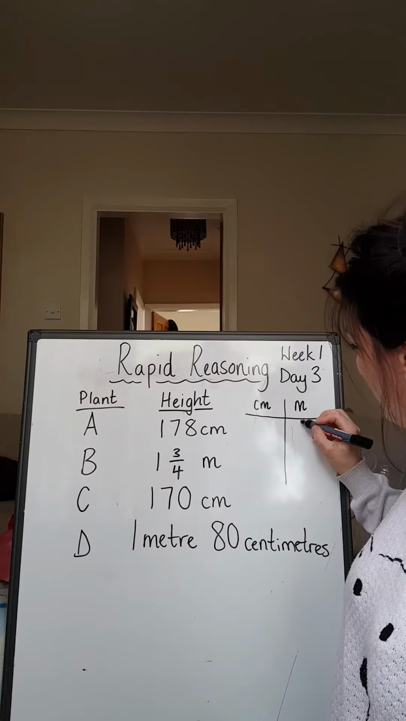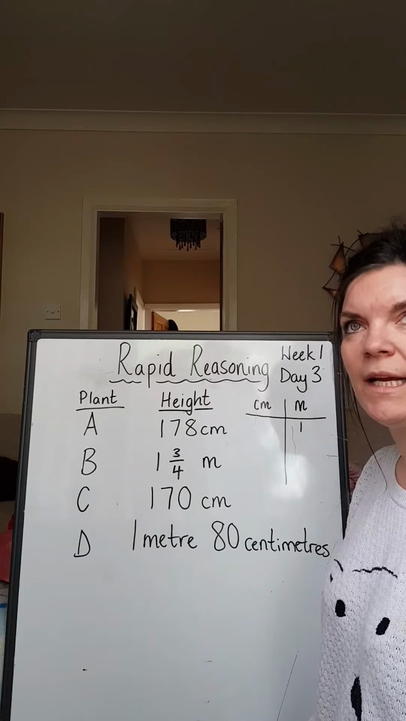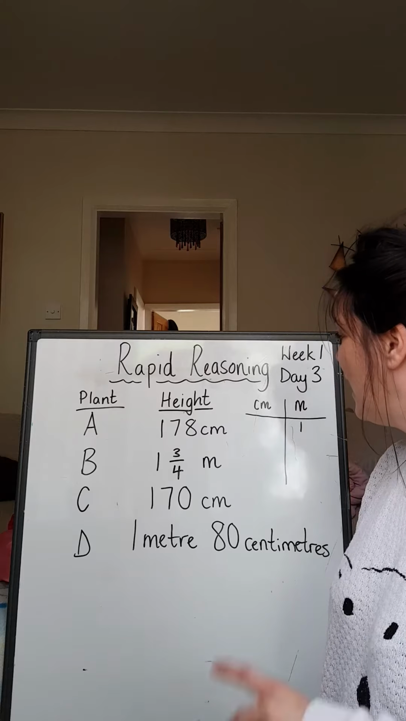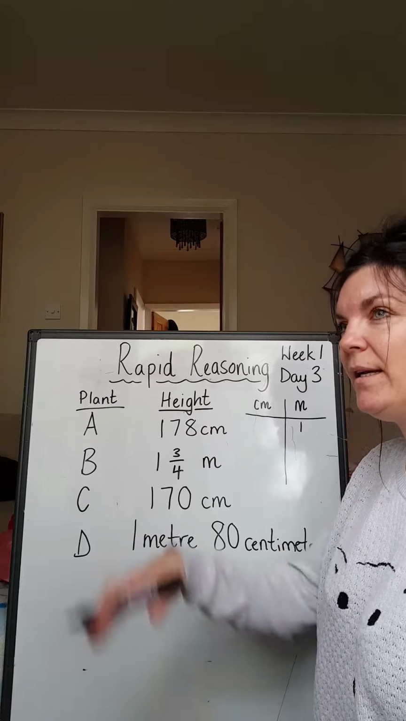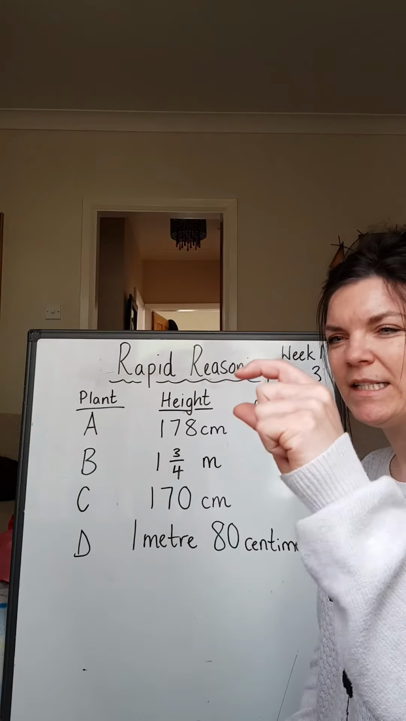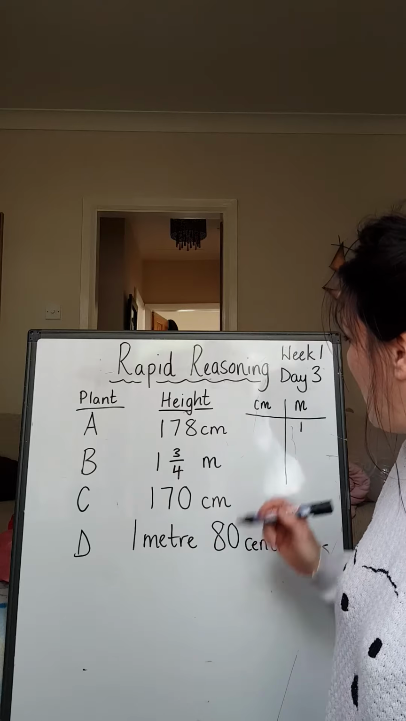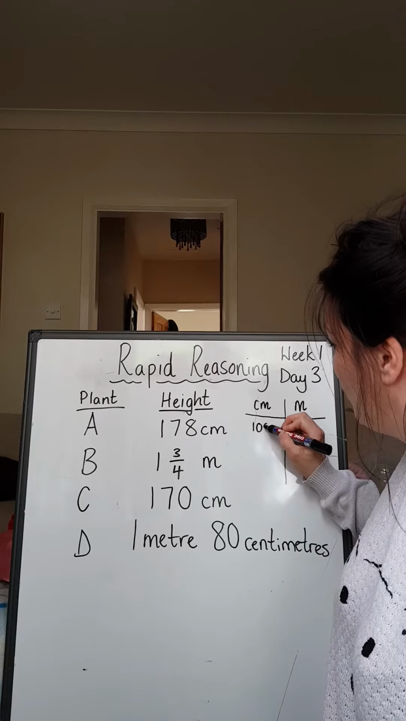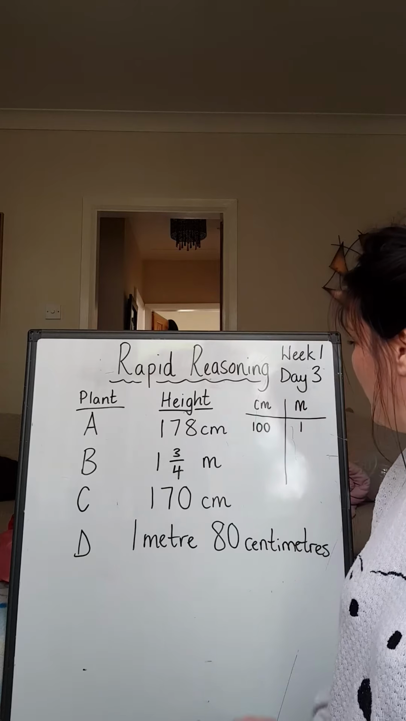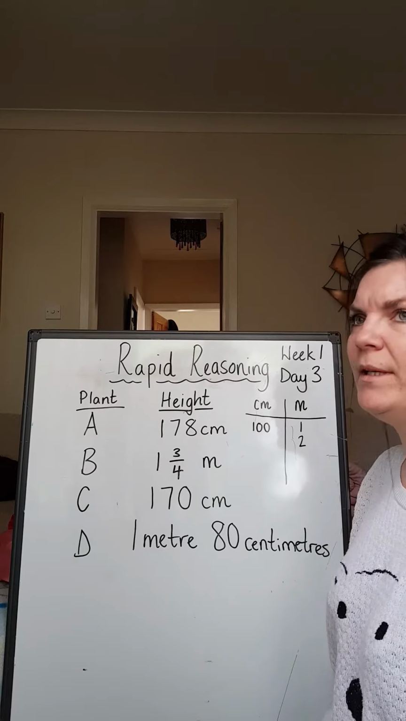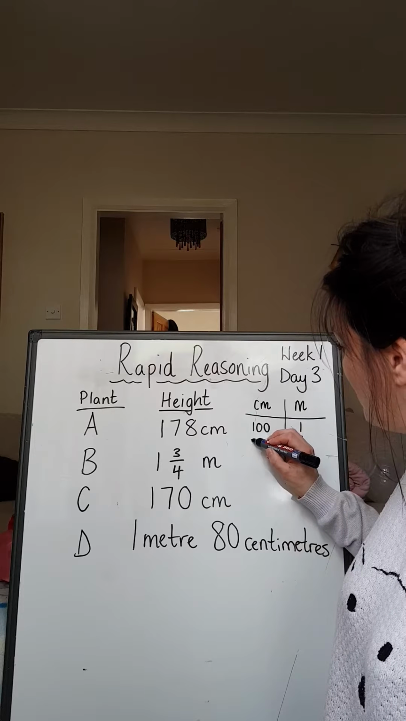Okay, well if I had 1 metre, I'm thinking of the metre stick in the classroom. If I had 1 metre, how many centimetres would that be? Now I'm looking at it, I'm estimating it. How many of these small centimetres would that be? I know that's 100. So that's giving me the clue straight away. So if I had 2 metres, how many centimetres would that be? That would be 200.